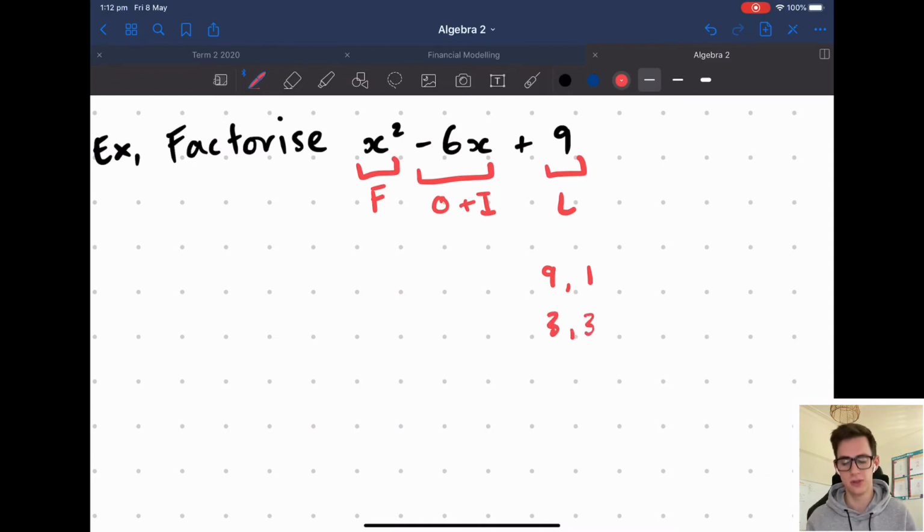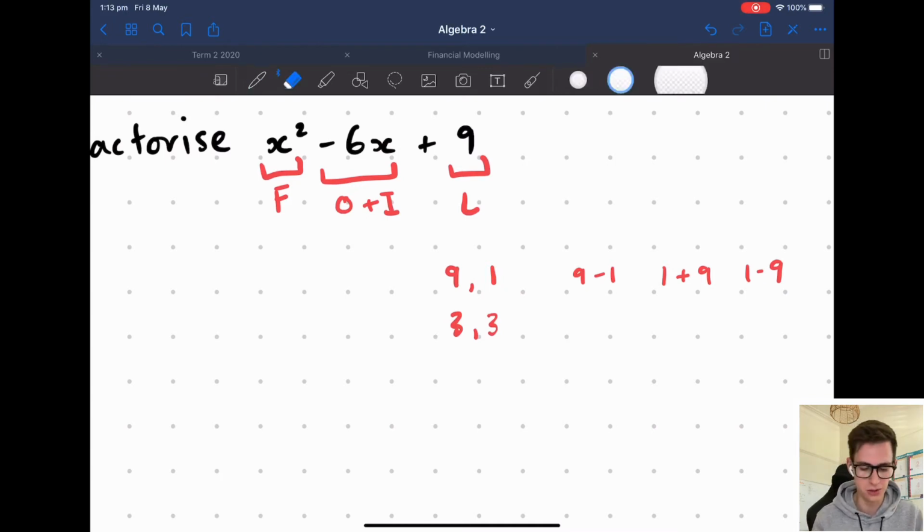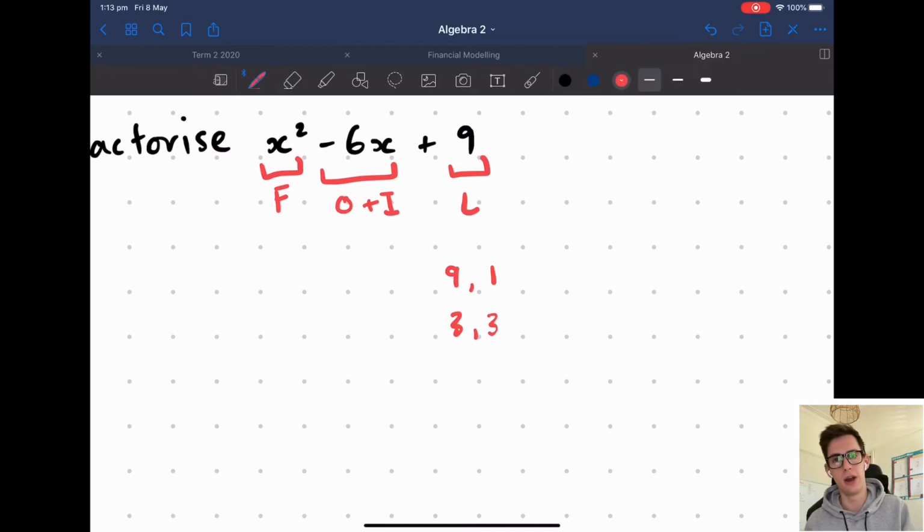They're my two options. Now what we need to consider is, can I use the numbers 9 and 1 to make negative 6? And what I mean by that is, could I go like 9 minus 1? Could I go 1 plus 9? Could I go like 1 minus 9? Any combination of those to get negative 6? No. I hope you can realize that I can't use those, so it mustn't be 9 and 1.